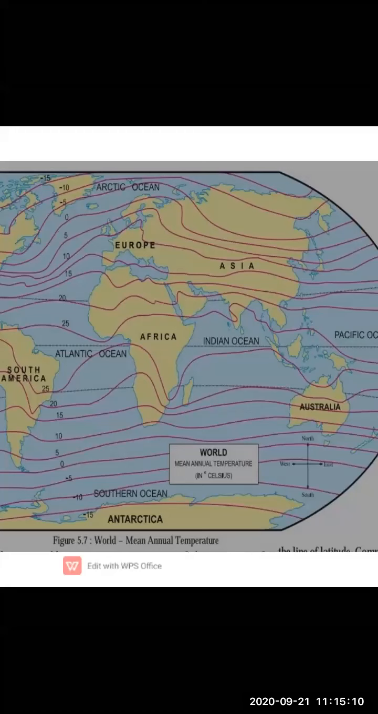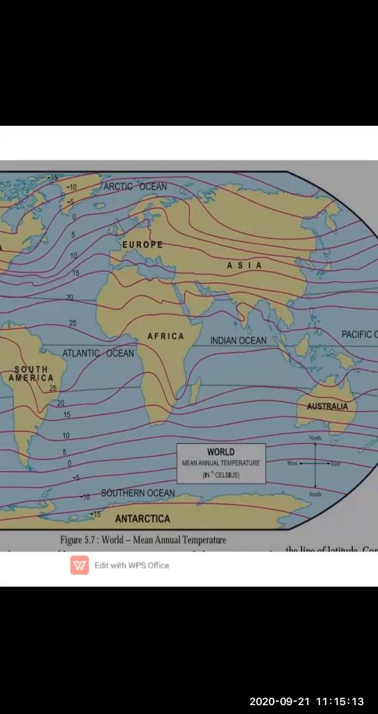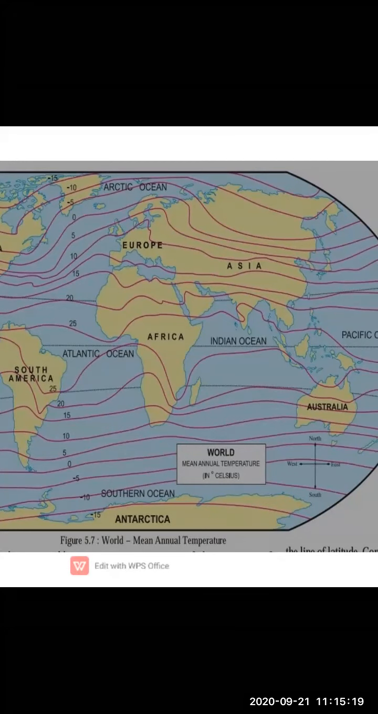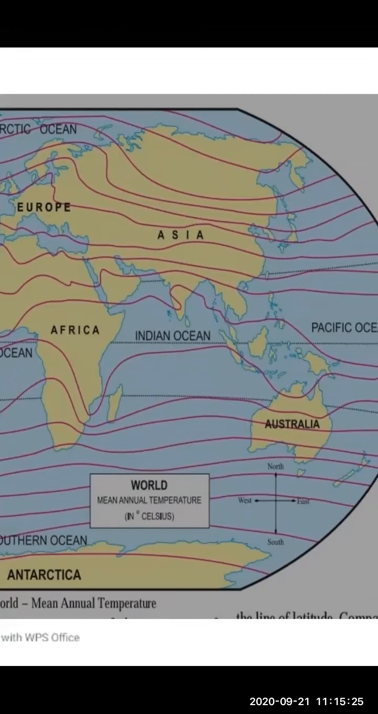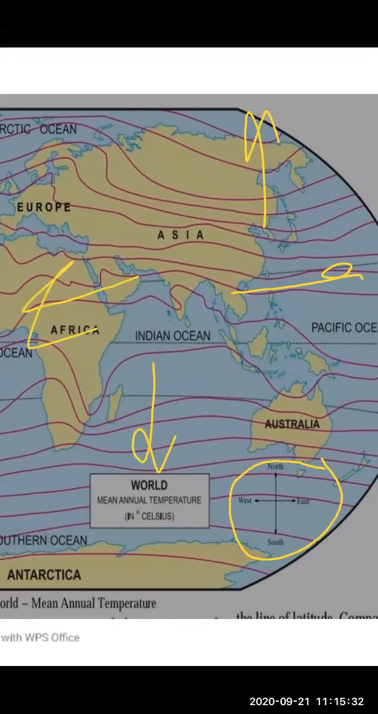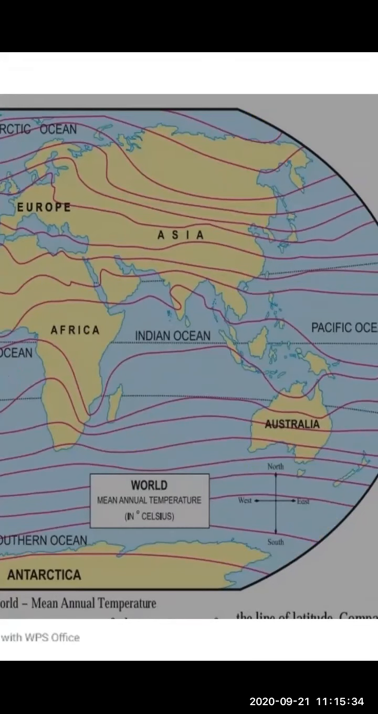What is this, children? This is the world map, which is giving information about the mean annual temperature. Of the various countries shown on the map, here it is giving the direction. This is north, this is east, this is south, and this is west. Now here, world map, mean annual temperature, that is in degrees Celsius.